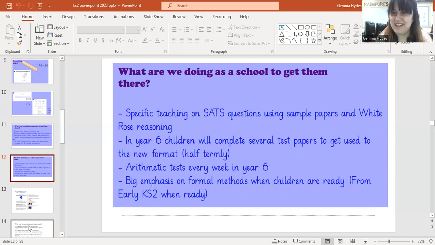So feel free to teach them the lovely formal methods that we learned at school. And if there are any problems, or if you're unsure of the format or how to set it out, please look at our calculation policy, which is on our website.